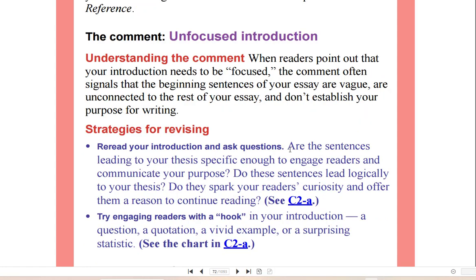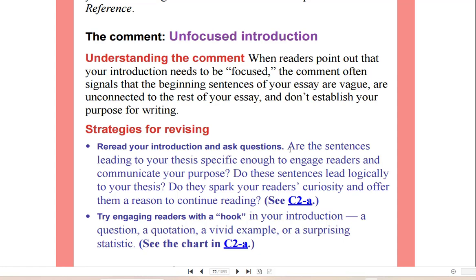Understanding the comment. When readers point out that your introduction needs to be focused, the comment often signals that the beginning sentences of your essay are vague, are unconnected to the rest of your essay, and don't establish your purpose for writing. Strategies for revising.